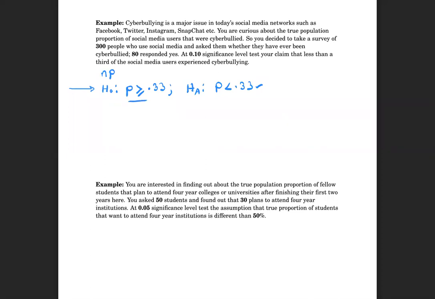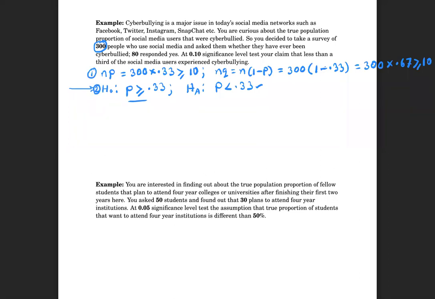This equality sign tells you it could be 0.33. So N is the sample size, which is 300 times 0.33, which is greater than or equal to 10, obviously, right? And then NQ, which is N times 1 minus P, is equal to 300 times 1 minus 0.33, which is 300 times 0.67. Obviously, that is also greater than or equal to 10. So both of these conditions are satisfied. So that's step 1, and that's step 2.